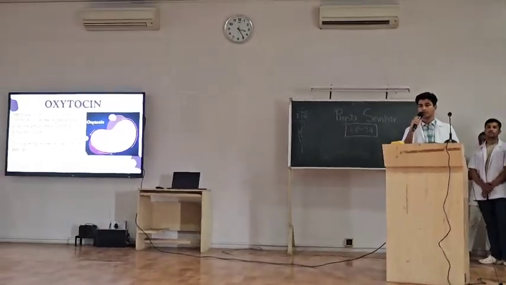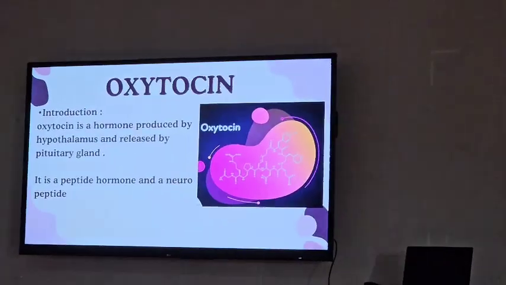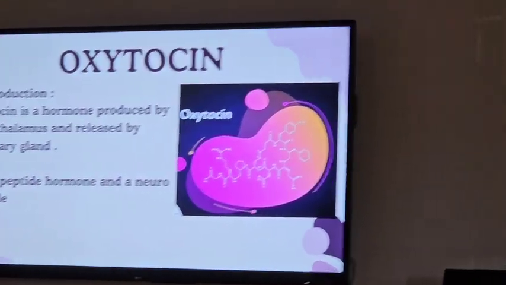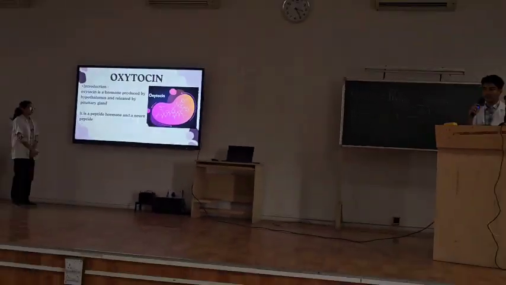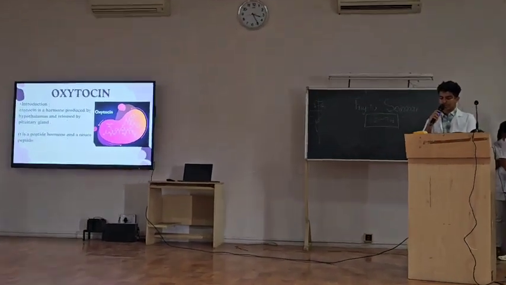Today I will be talking about the second hormone released by the posterior pituitary, that is oxytocin. Oxytocin is a hormone which is produced by the hypothalamus and released by the pituitary gland. It's a peptide hormone, a neuropeptide to be precise.